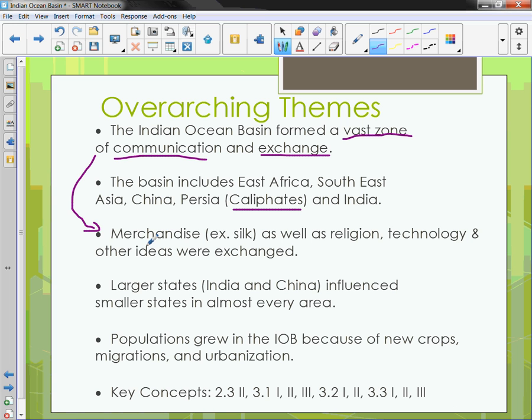And merchandise as well as religion, technology, and other ideas were exchanged. So, for example, silk and spices, as far as religions go, Hinduism, Buddhism, and Islam were three big ones that were exchanged. Technology like the compass and the astrolabe and ship technology was exchanged, and other ideas like credit, for example, were exchanged too.